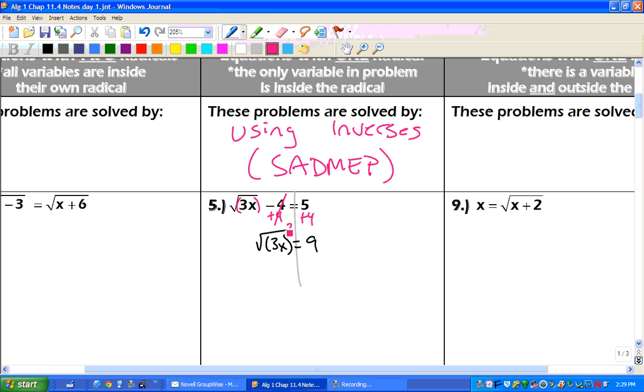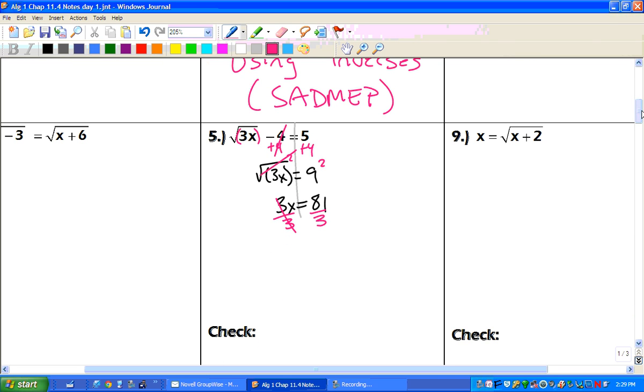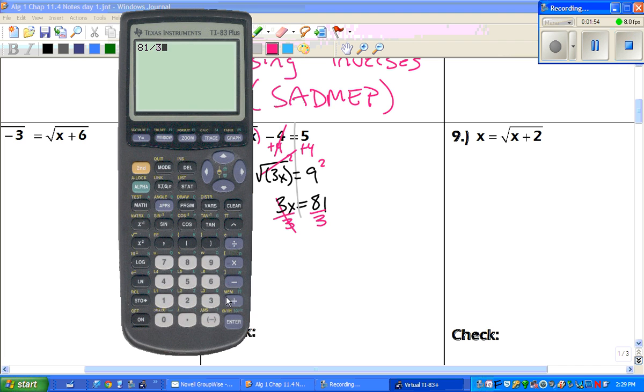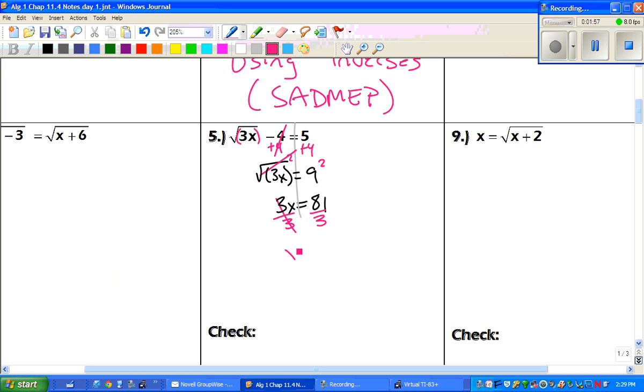Now, to get rid of the square root, we need to square both sides. And now you're left with 3x equals 9 squared is 81. And then to get the x by itself, you need to divide. So in your calculator, you should turn it on, and then set it up. So 81 divided by 3, and you get 27. Now, can I circle that? No, not yet, because we need to check.